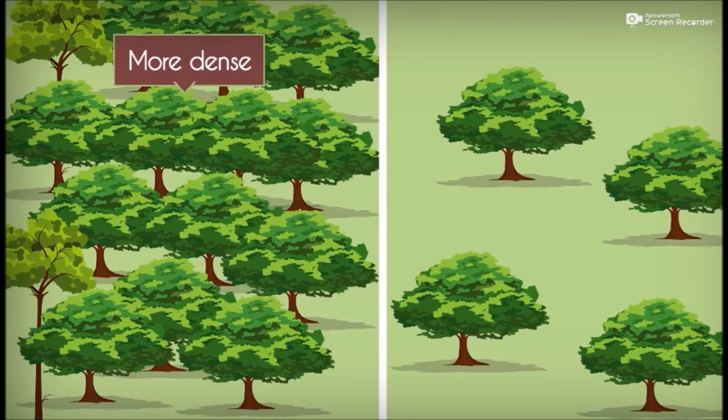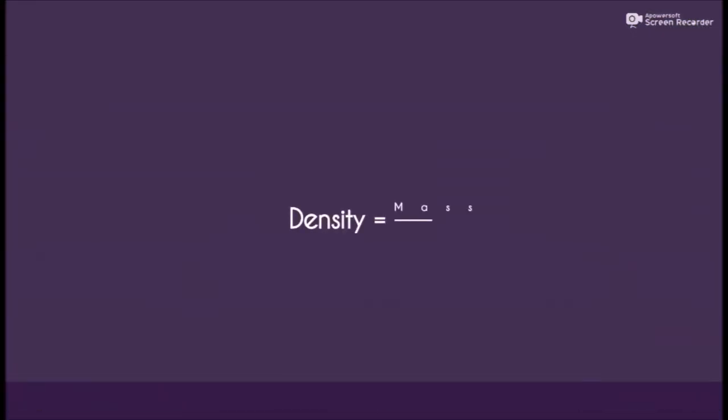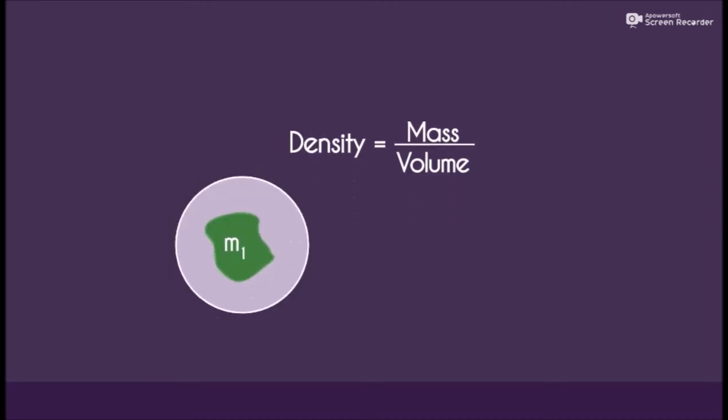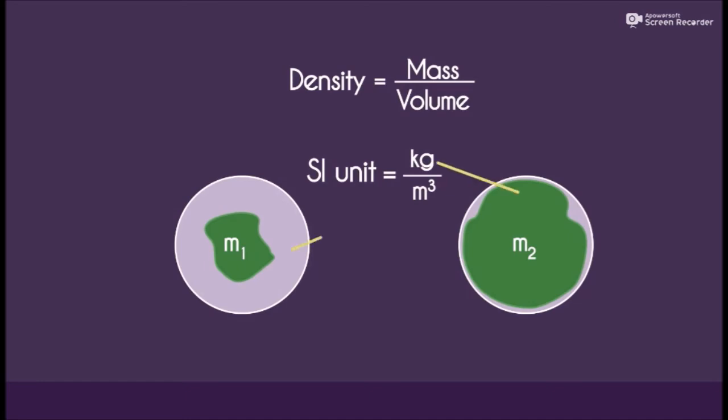Density is just the measure of how compact the mass in a substance or object is. If we go by its scientific definition, we would say that it is mass per unit volume. In short, it tells us how much mass exists in the given volume. The unit of density is kilogram per meter cube. Mass is in kilograms and the volume in meter cube.